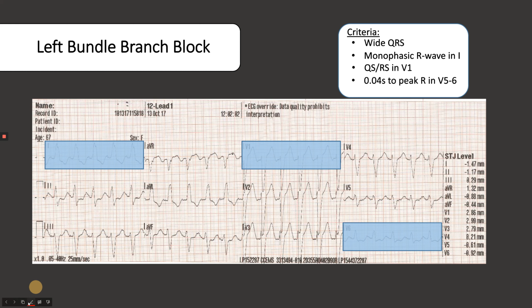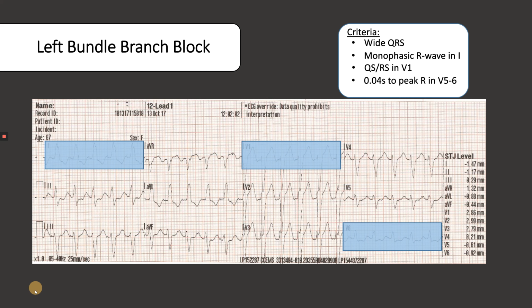Most of the time in emergency situations, I'm looking for monophasic R waves in lead 1, and I'm looking for that QS or RS in V1. Those and, of course, a wide QRS. Got to have the wide QRS. Get those 3, that's usually good enough to call it. But just for technicalities, that is the final criteria on the left bundle branch block.